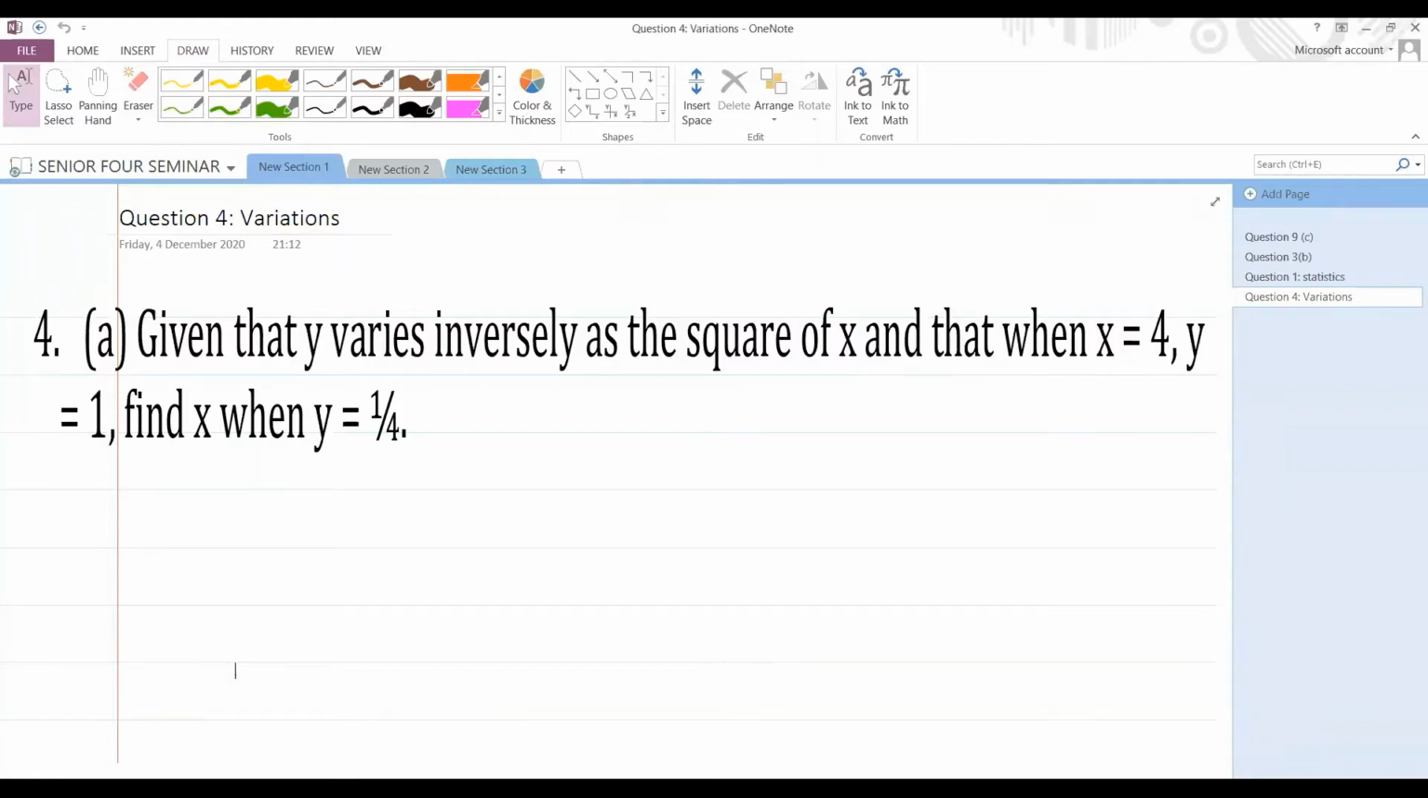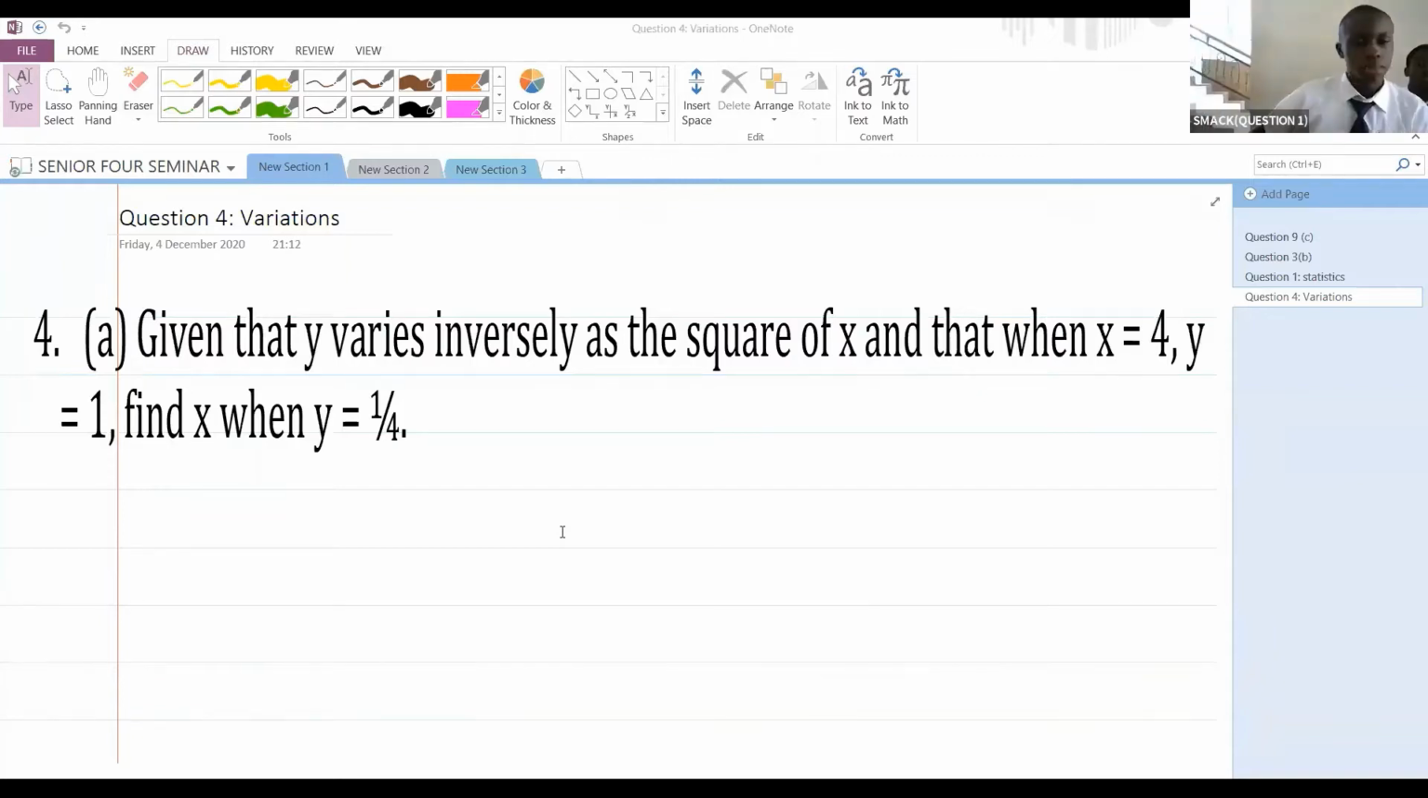Okay, my name is Sechita Joel, and I'm going to be handling number 4, part A. It says that given that y varies inversely as the square of x, and that when x is 4, y is 1. Find x when y is a quarter.